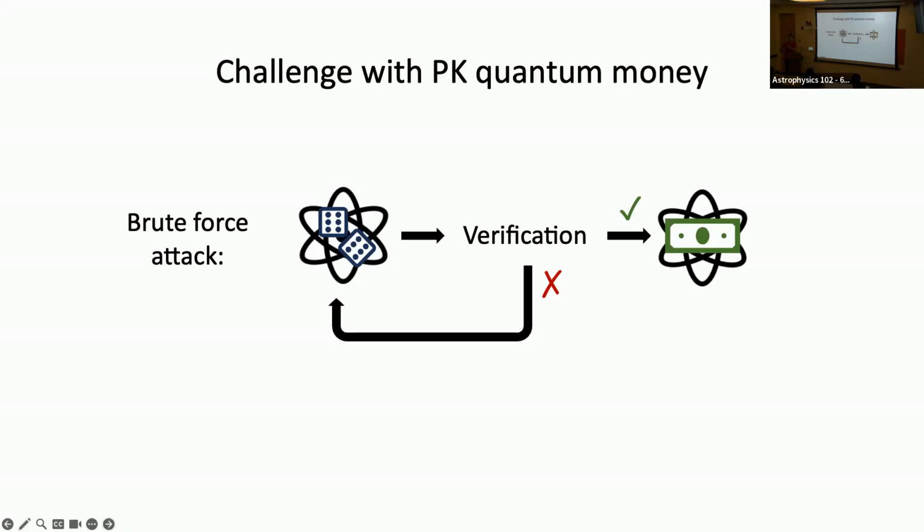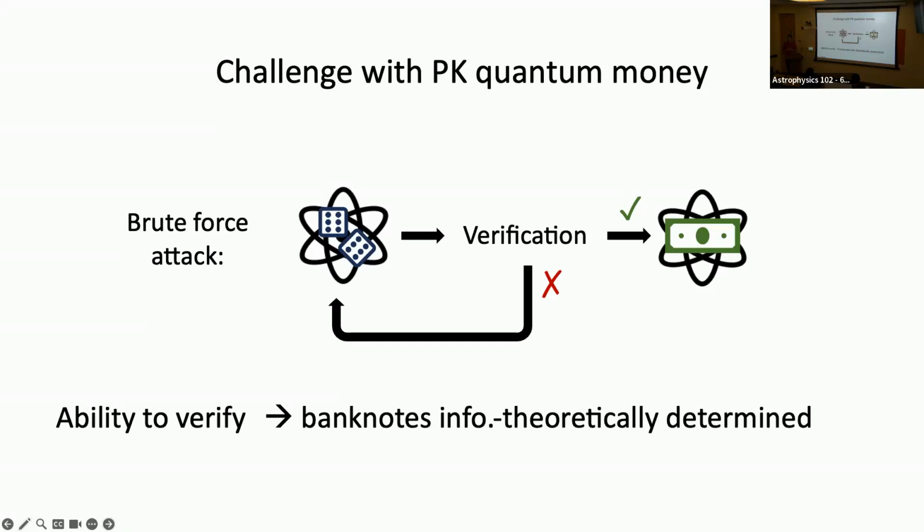So if it succeeds, now you say, I have a valid banknote, and I just broke the soundness of the scheme because I created a banknote. And if it fails, I just try again. I just keep trying, and eventually I will actually get a valid banknote. So what this says is that the ability to verify actually tells you what the banknote is. You can eventually recover the banknote just given the ability to verify.